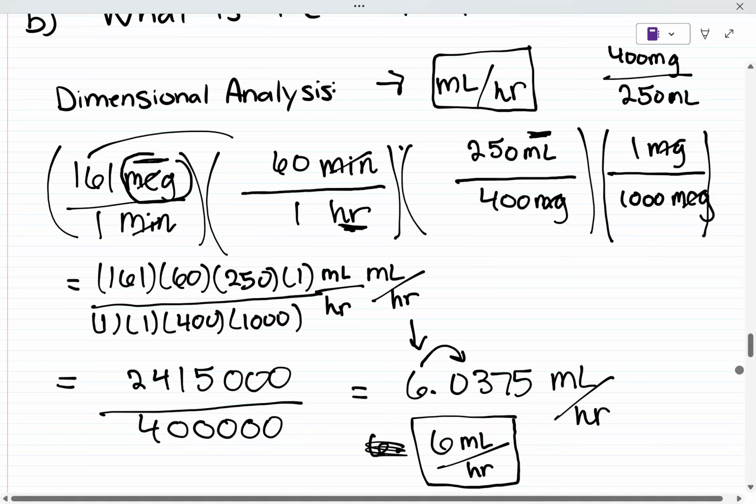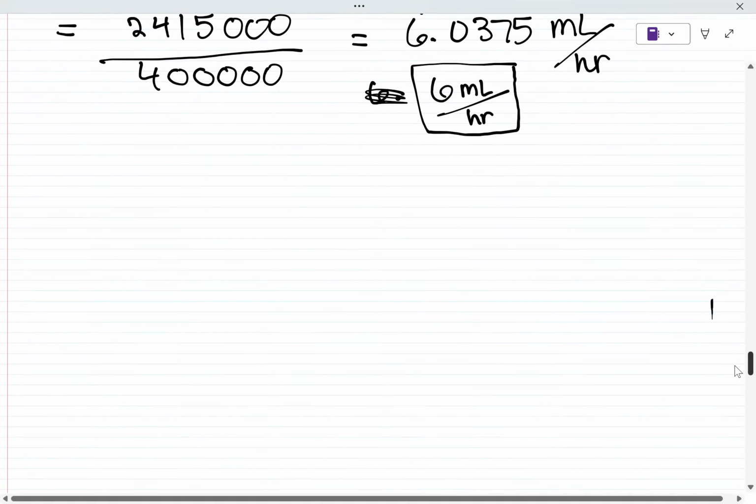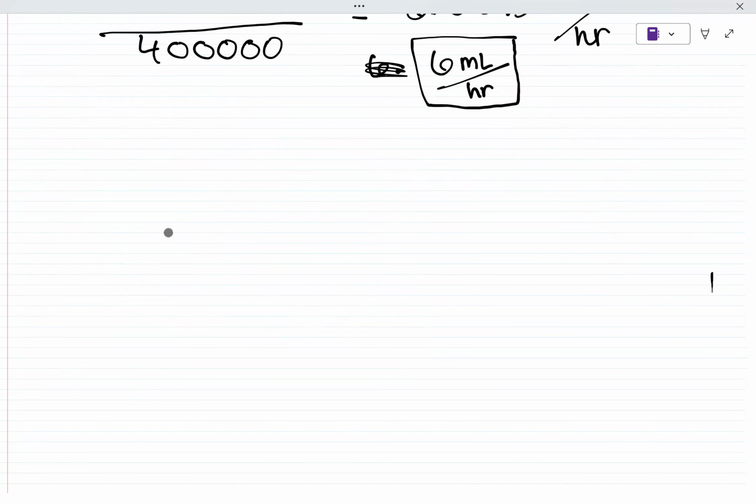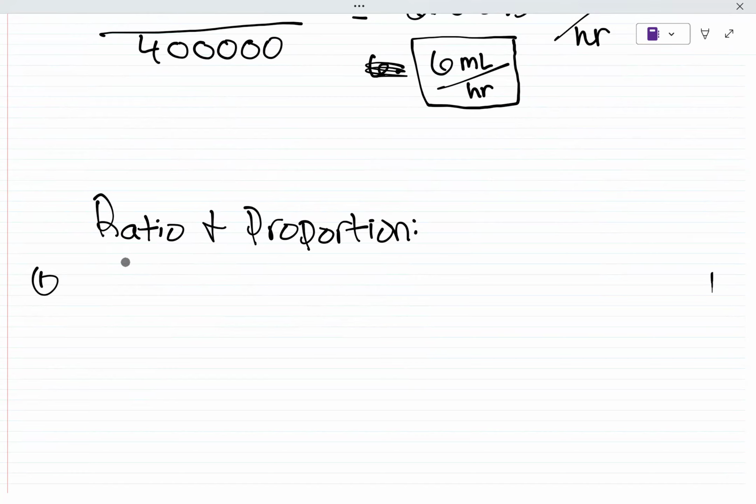Okay. Yeah, you could do ratio and proportion, or formula. I'll show you real quick how to do this using ratio and proportion. I don't really like it, but I'll show you. With ratio and proportion, you first have to convert 160 mcg to mg.